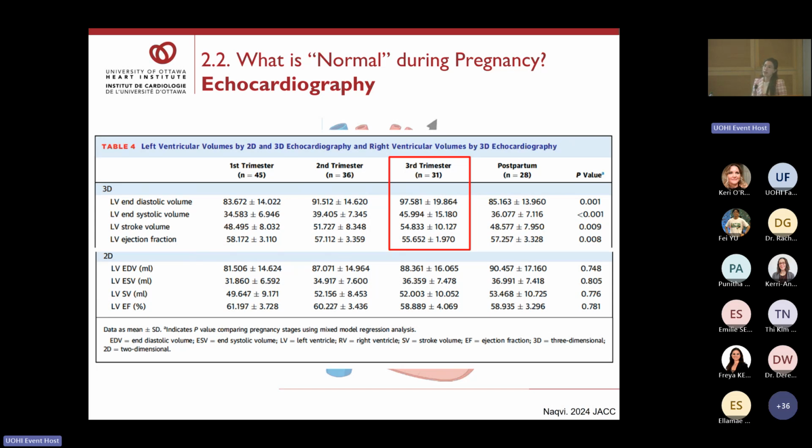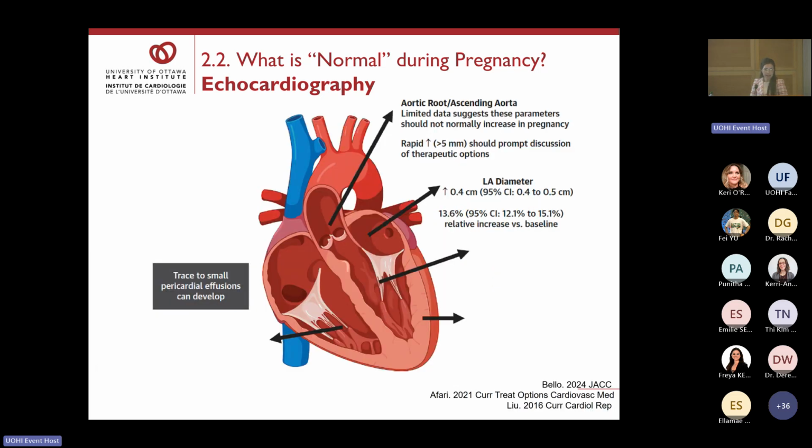But the other thing is that when we use thorough 3D volumetric assessments, we actually see a trend towards a drop in LVEF towards the end of pregnancy. That being said, the EF remains normal, still about 55%, but definitely a trend toward lower ejection fraction. A few other things to note. So the left atrium also enlarges 10 to 15%.